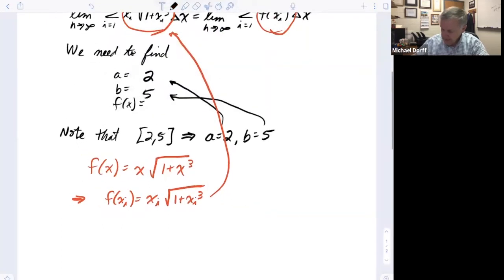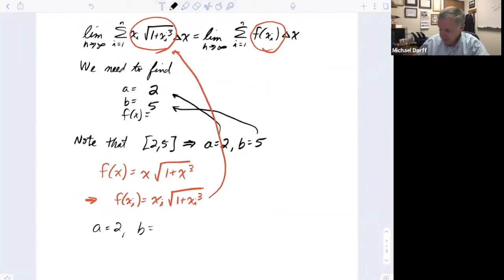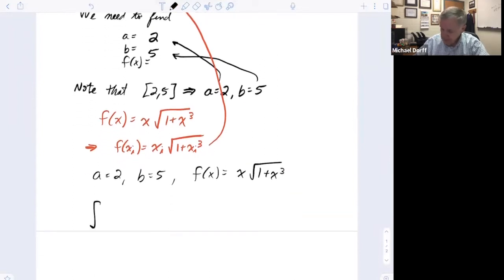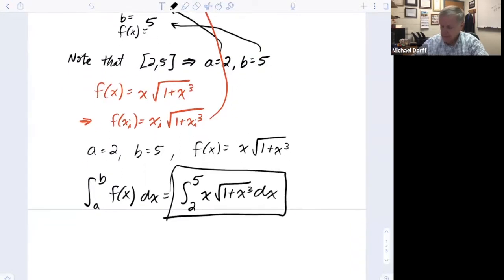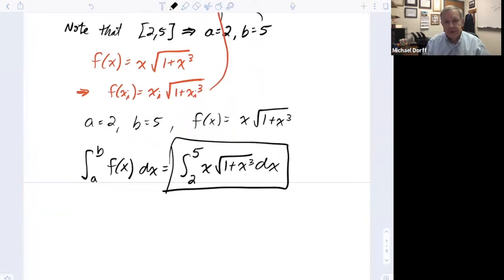So what do I have again? I have a equals 2, b equals 5, and f of x equals x square root of 1 plus x cubed. And so the original limit problem of the summation is equal to the integral from a to b of f of x dx. So I just substitute those values in and I get the integral from 2 to 5 of x square root of 1 plus x cubed dx. And that's my answer. Now, once you understand this idea, it's really straightforward, but sometimes it takes a little bit of time. So let me do another example here.